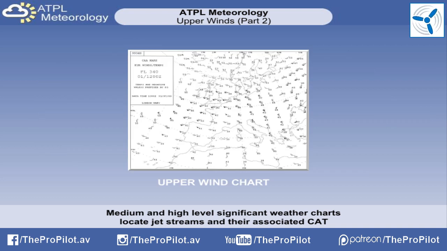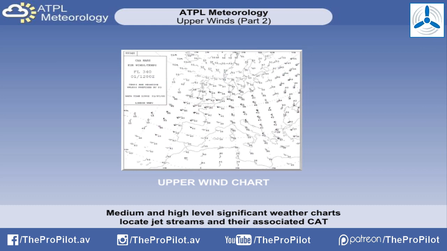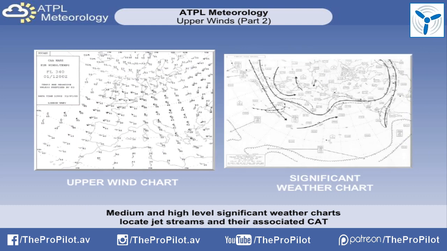There are charts available to aircrew which are useful to us. The example shown here is an upper air chart for flight level 340. We saw this chart earlier in the lesson, and it helped us locate the position of a jet stream over northern and western Europe. But there are other charts called significant weather charts, which will highlight any jet streams, their levels, speeds, and any clear air turbulence associated. These will be covered in considerable detail in the flight briefing section.